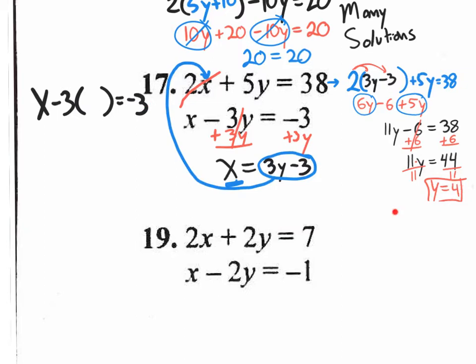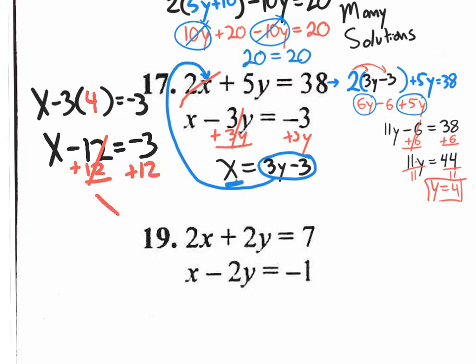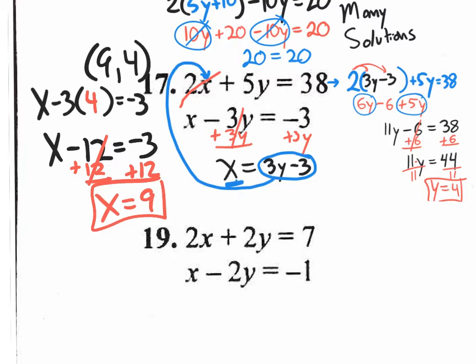We're going to take the y value of 4, plug it right in there. My new equation reads x minus 12 equals negative 3. To get rid of that minus 12, I'm going to do the opposite. Plus 12, x will equal 9. So my final answer for number 17 in ordered pair format would be a 9 for the x, comma 4 for the y.